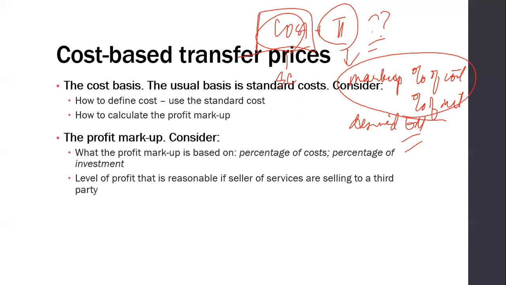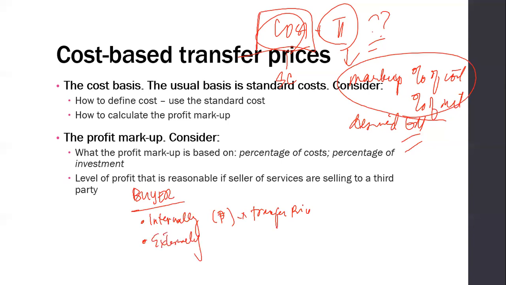Okay? So kung iisipin mo, if you're the buyer, what are your options if you are the buyer? Buying department, for example, in a transfer pricing scenario. You can source internally, right? And you can buy based on the transfer price. Okay? Or you can also source externally based on the market price. So those are your choices.